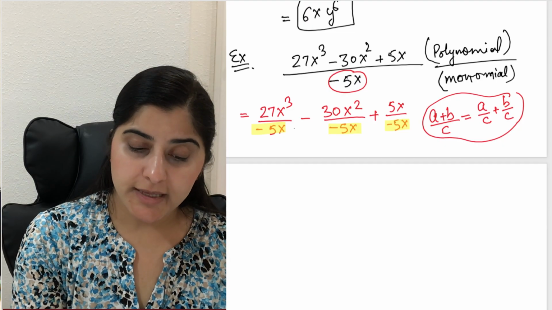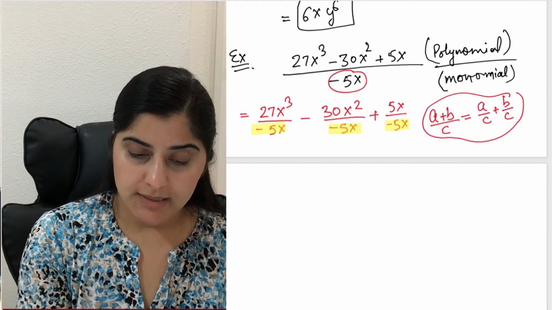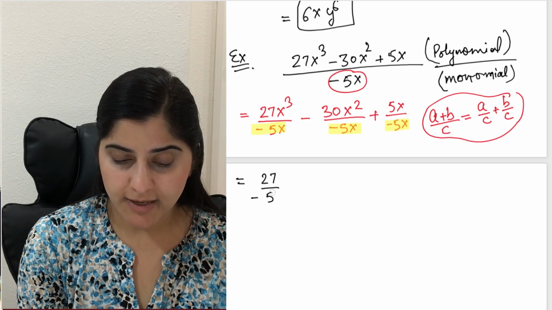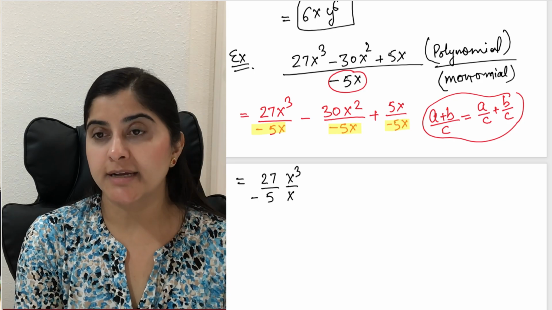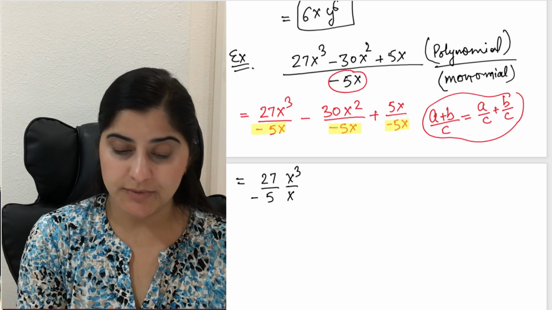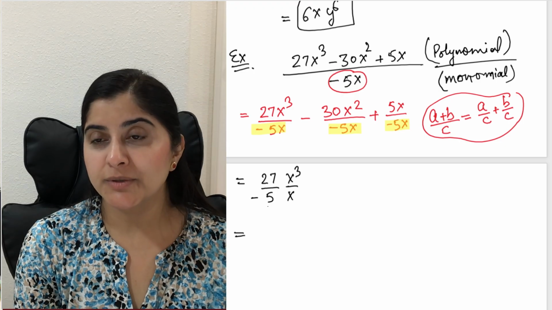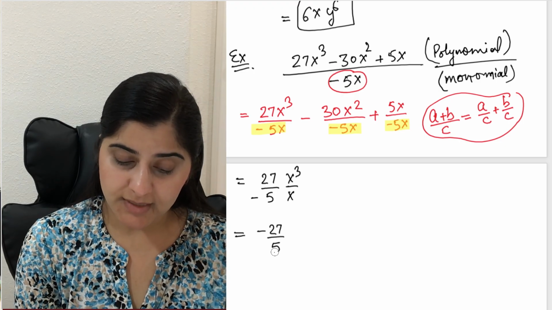So what I did, I separated the denominator minus 5x under each term. Now simplify each term separately. So here it is 27 over negative 5, x cubed over x. So we separate x terms under x terms, numbers with numbers. So 27 and 5, is there anything common that you can cancel out? No. So we will write this as it is.